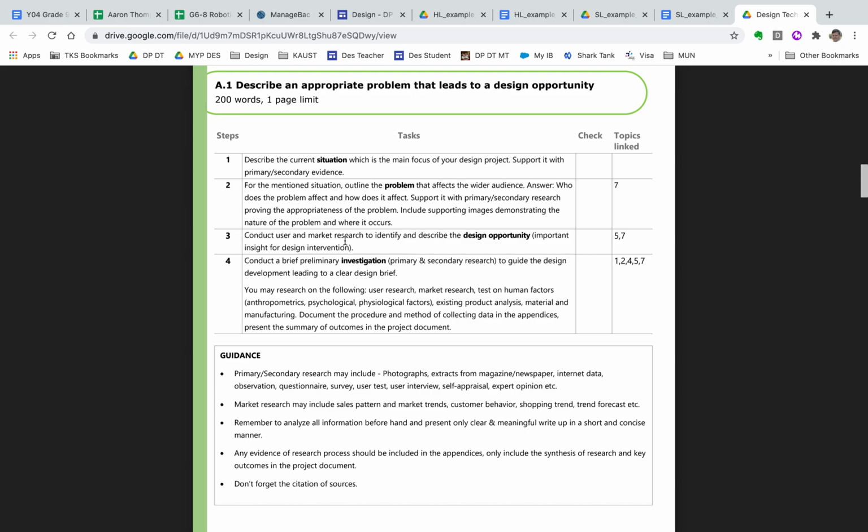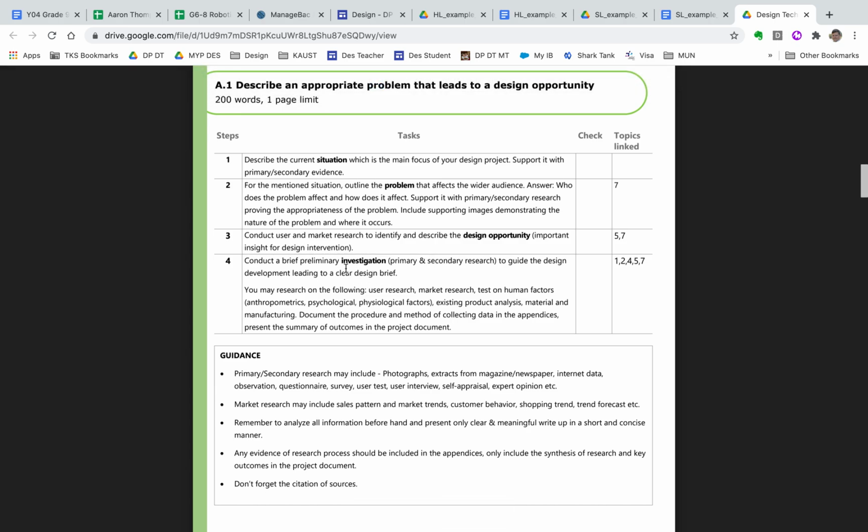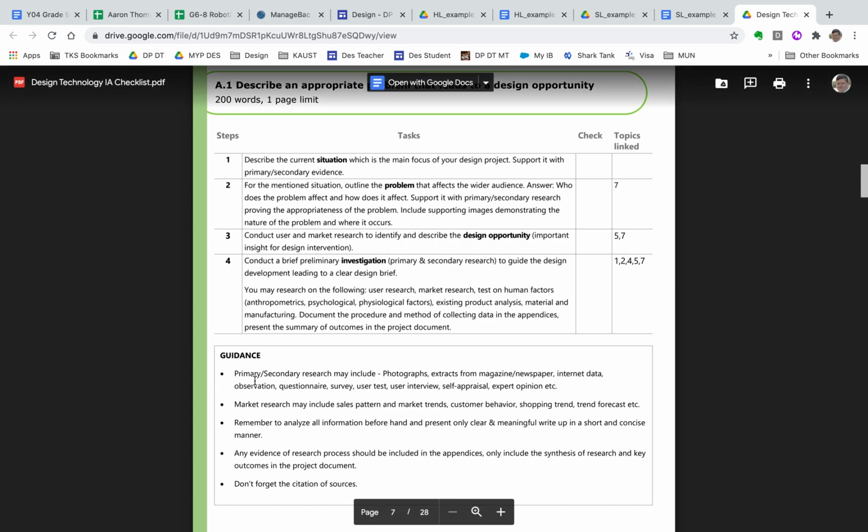You need to conduct user and market research to identify and describe the design opportunity. This is really important as an insight for creating a new design. And then you should also be looking at secondary and primary research to help you in the development of your ideas so that you can create that design brief. Okay? So let's look at what the guidance is saying.